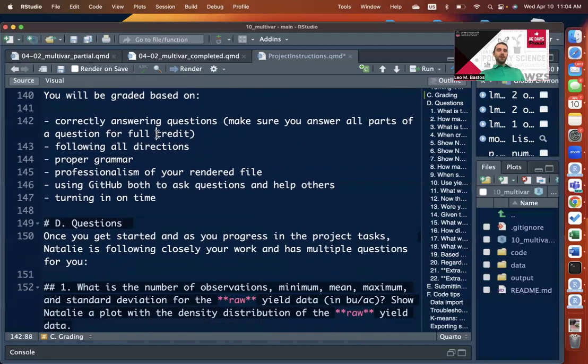Your grade is going to be based on answering correctly the questions, and make sure you answer all parts of the question because some of them are composite questions, that you follow all directions, that you use proper grammar, that you have professionalism of your render file, that you use GitHub to both ask questions and help others. So this is going to be part of your grade, right? So if you are seeking help on GitHub, and especially if you're helping others that seek help on GitHub, that is also going to influence your grade. And then, of course, turning in on time.